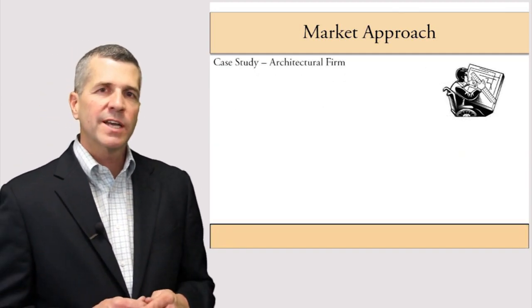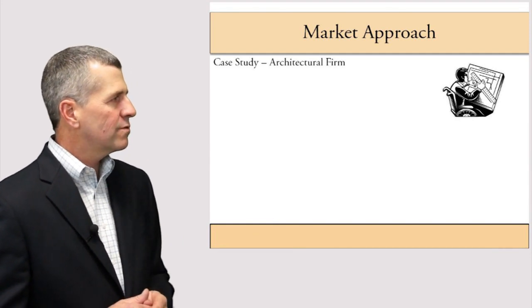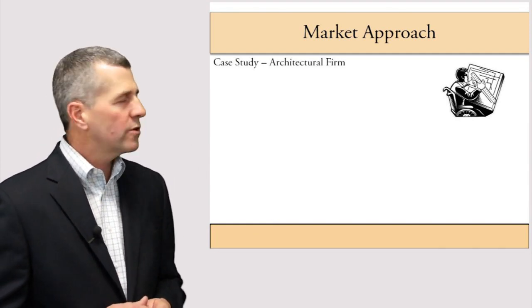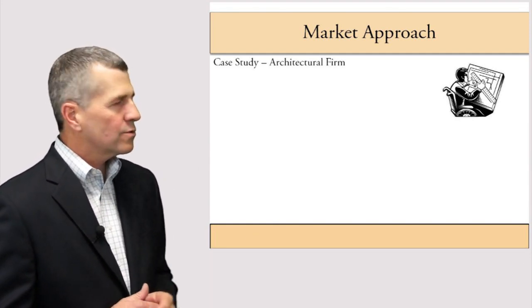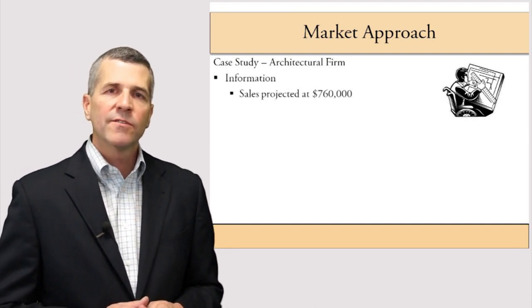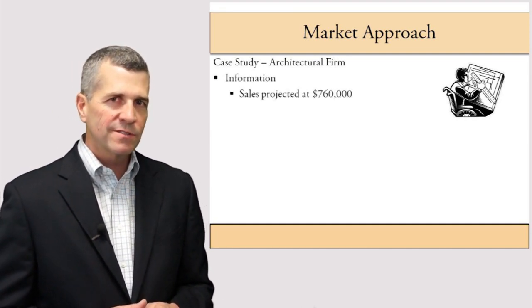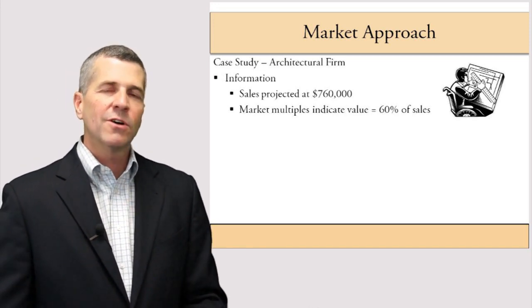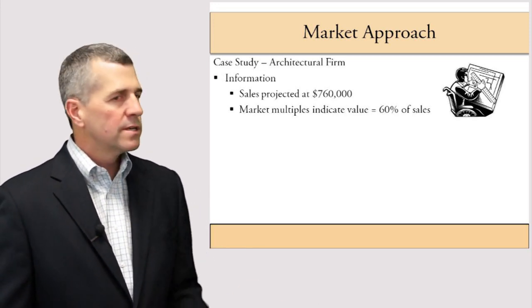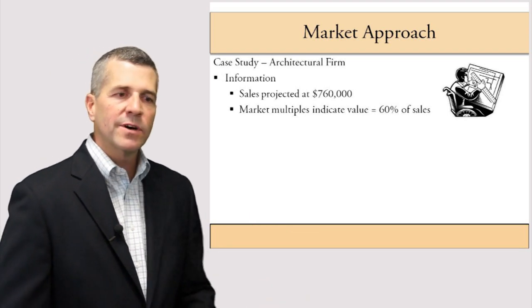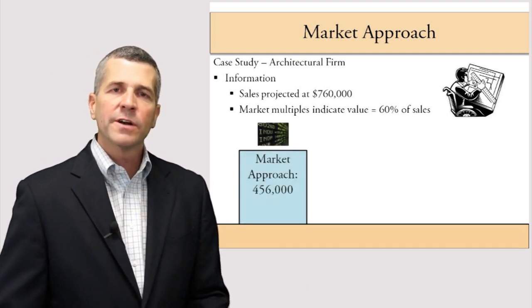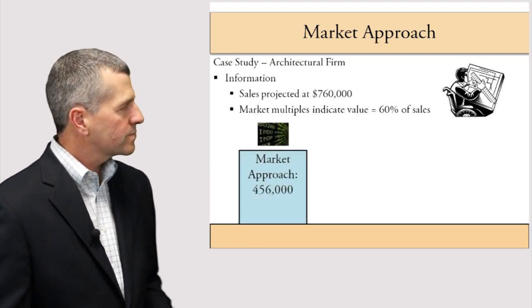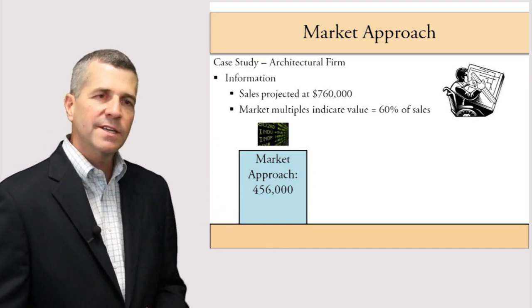Let's go back to our case studies and let's look at the architectural firm, and we'll calculate the market approach value. The architectural firm was projected to have $760,000 in sales. The market transaction data told us that architectural firms sell for about 60% of value. So under the market approach, we get a value of $456,000.